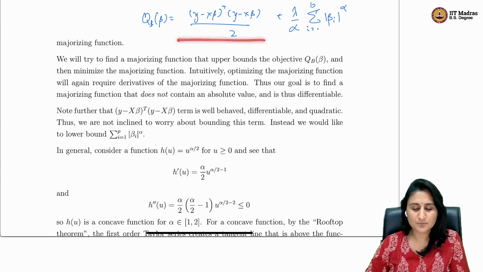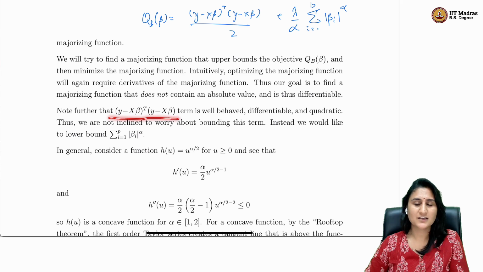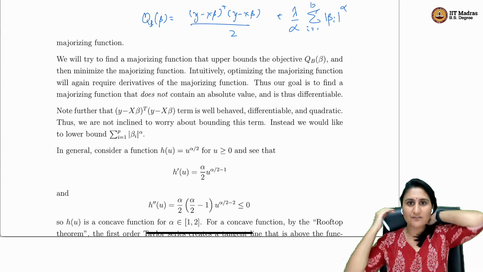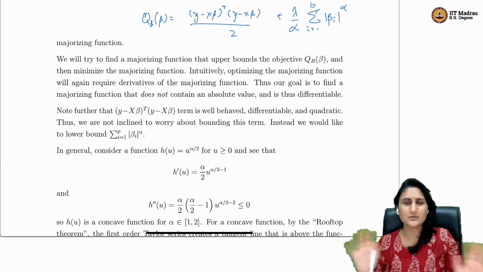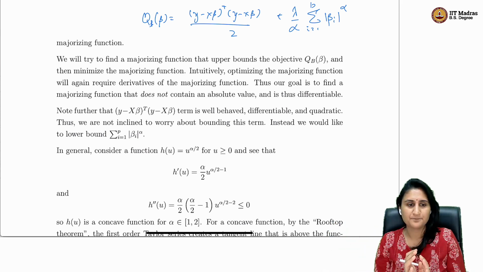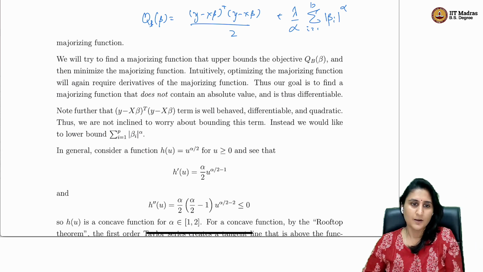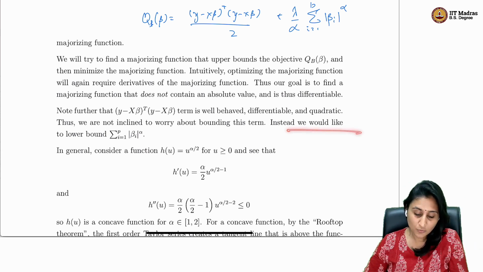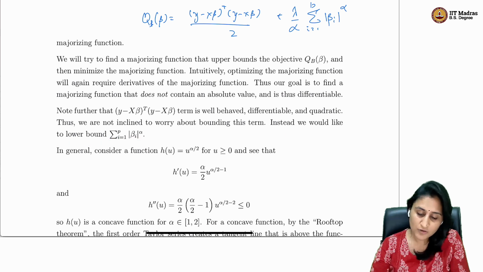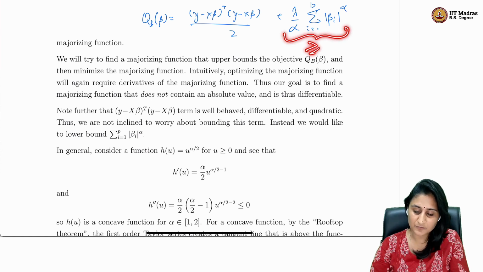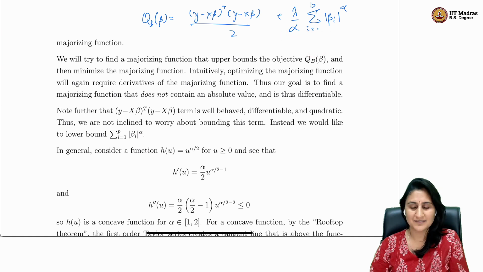And I don't really want to mess with this, because this is very nicely differentiable and very well behaved. Further, (y minus x beta) transpose (y minus x beta), this term is well behaved, differentiable, and quadratic, right? So I don't really want to mess around with it. I can keep that term in the majorizing function. Instead, we would like to lower bound this particular function. If I can lower bound it, then this term is greater than or equal to something else, which means I have myself a majorizing function.